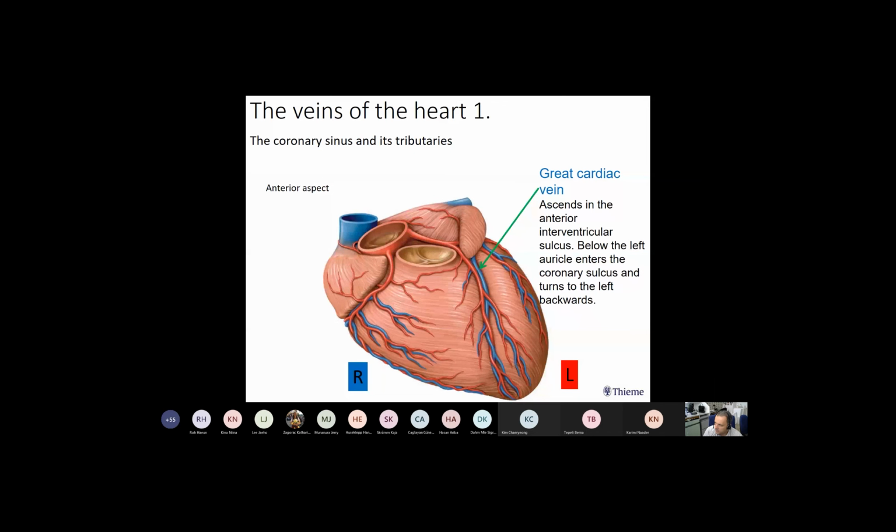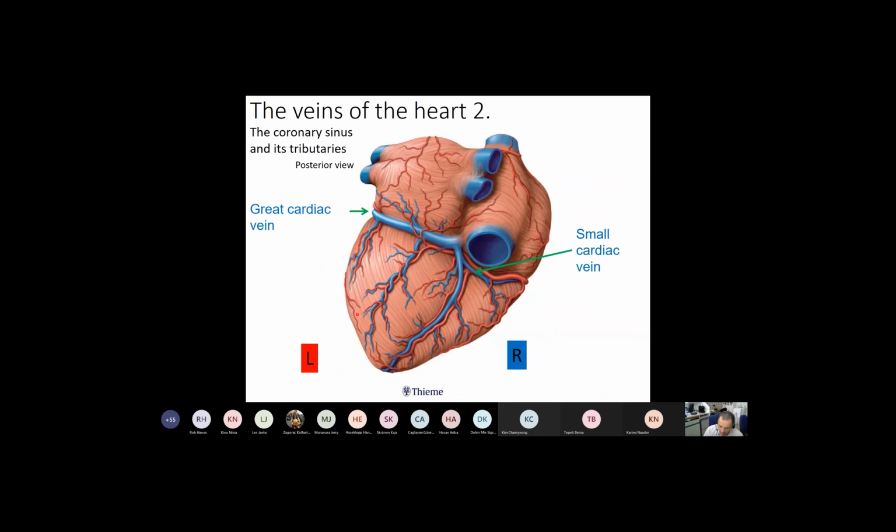We have anteriorly the great cardiac vein that runs next to the anterior interventricular branch of the left coronary. We have the small cardiac vein. And if we turn the heart around, you will see that the great cardiac vein and the small cardiac vein come around, and on the posterior side, you have also a middle cardiac vein. And all these veins unite, and they form the coronary sinus, which is the main heart vein.